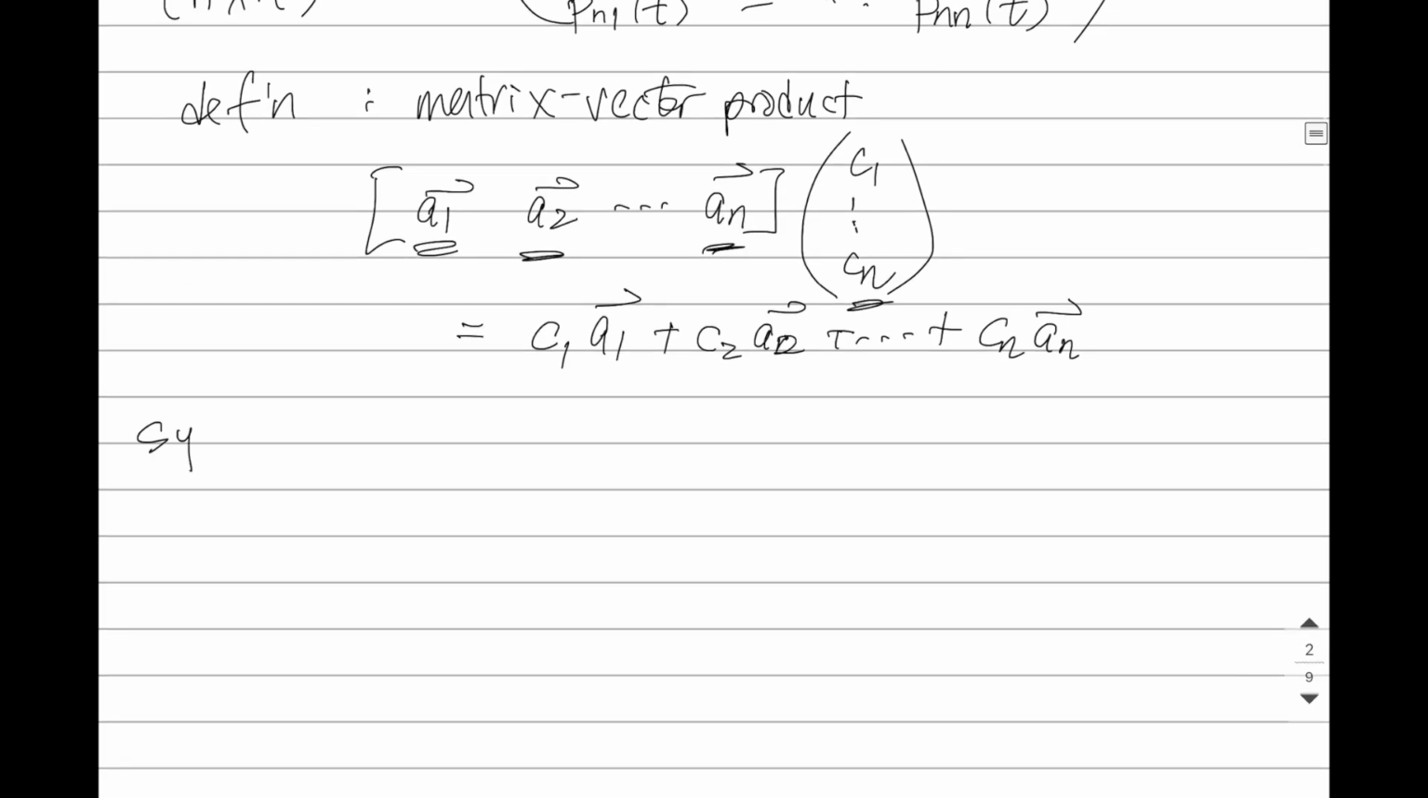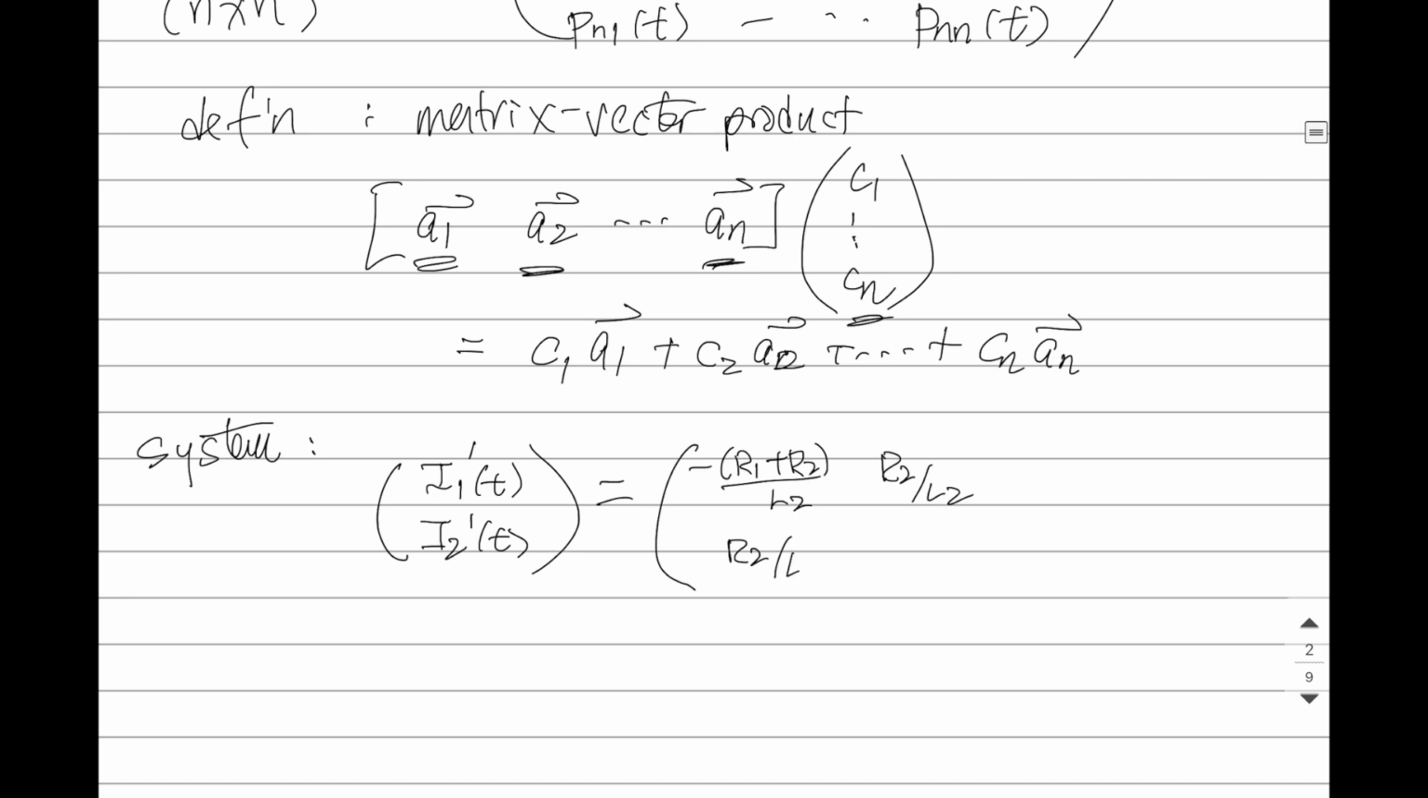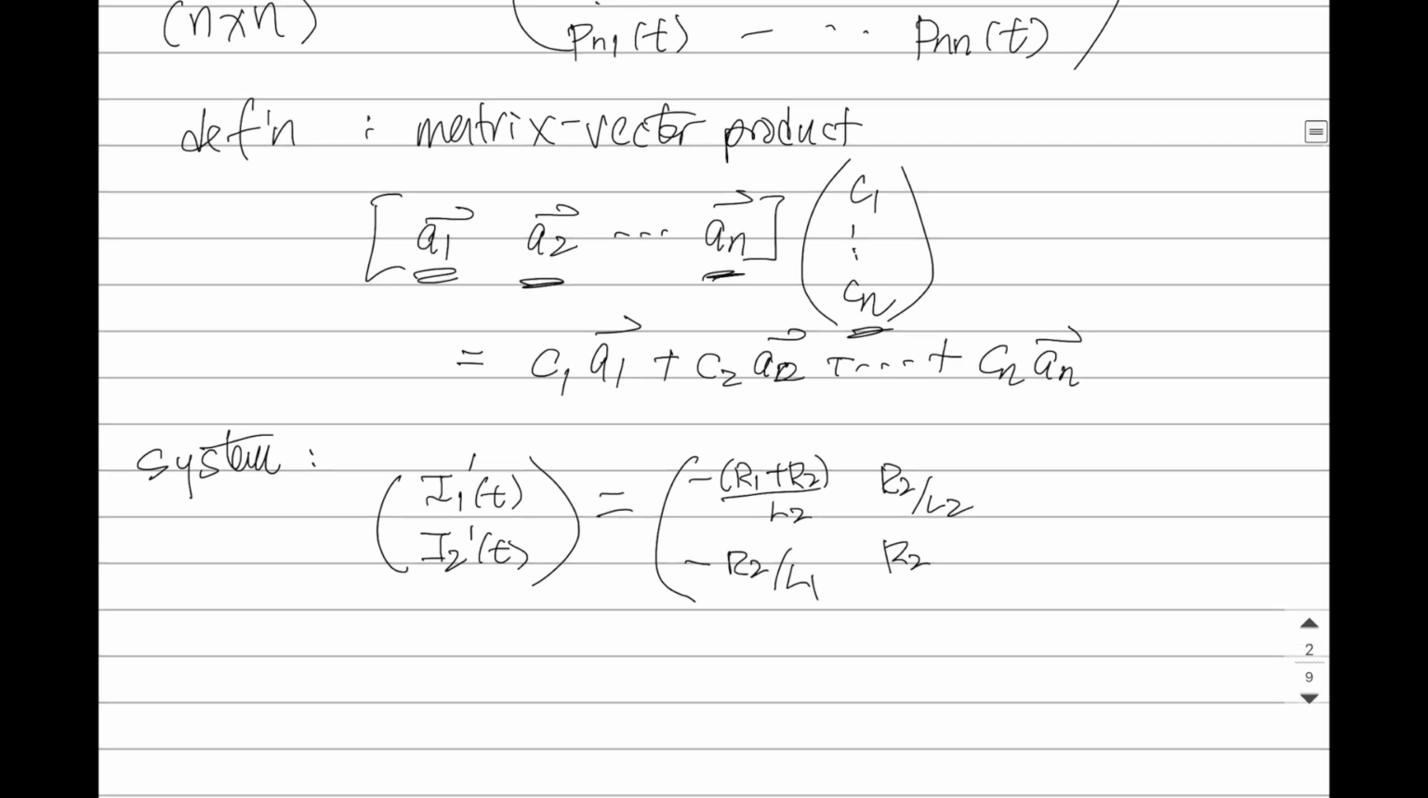Our system is going to be able to be written as I1 prime, I2 prime. We're going to put those into a vector. We are going to be able to write our system as a matrix times a vector. R2 over L2, R2 over L1, that was a negative, and R2 over L2. Sorry, that was a positive, that was a negative. This is going to be multiplied by I1 and I2, which are both functions. And then we had an extra term, a V over L2.